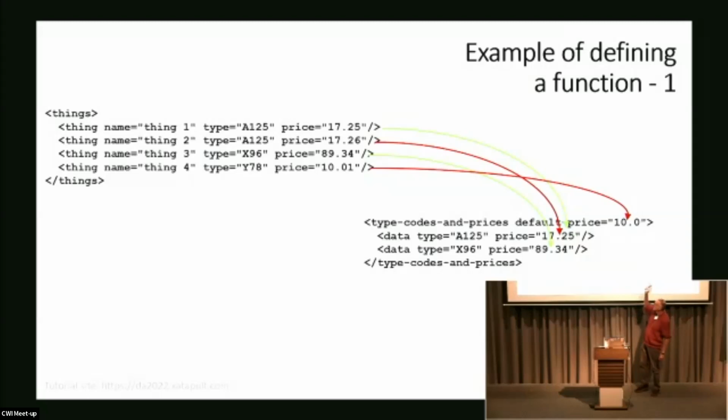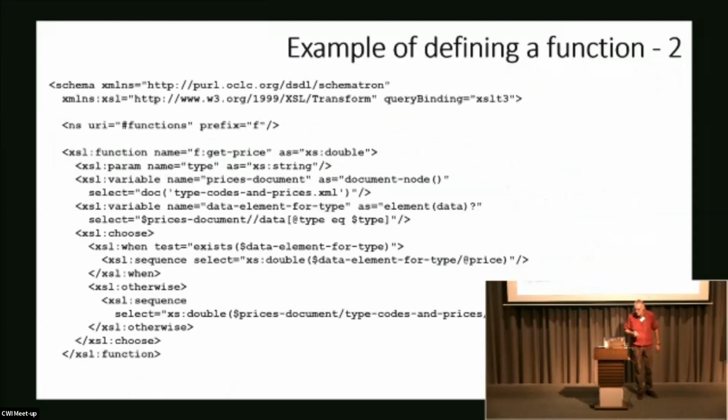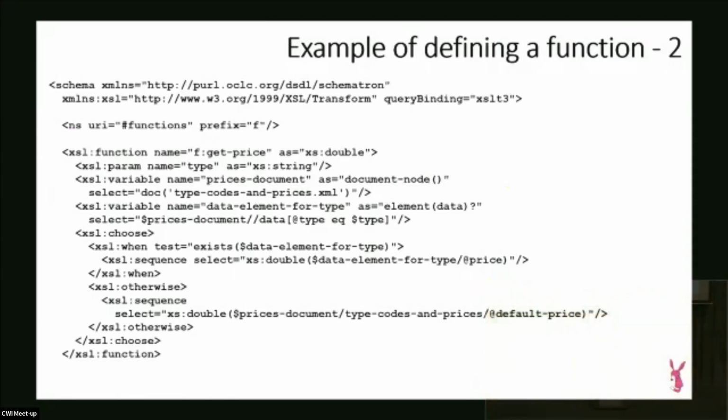So this is the basic setup. Now, if we want to have a Schematron that checks these things against this external document, you could do it with some elaborate XPath expressions, but I think it's much easier to write a function that just provides you the price based on the type of a thing, and that function goes into this external file and picks up the price. So here is how you do that.